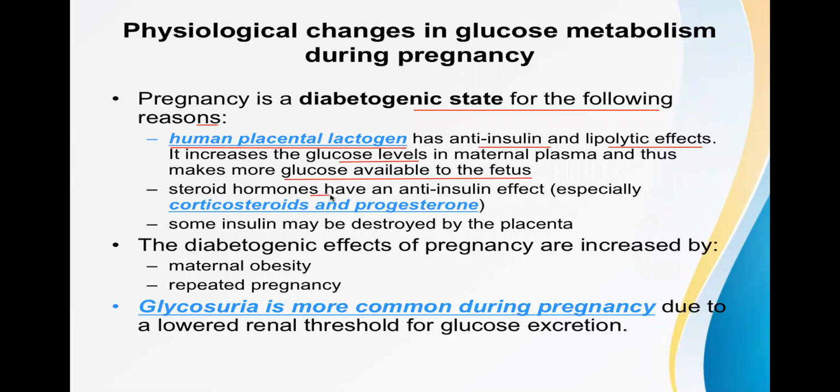Steroid hormones have an anti-insulin effect. We just now talked about them, like different types of corticosteroid and even progesterone. They all are steroid hormones. And pregnancy is a stressful condition, a stressful situation, so there is excessive cortisol as well. Some insulin may be destroyed by the placenta, and that may help the process. Now, one small thing: can insulin cross the placenta and go towards the baby or not?